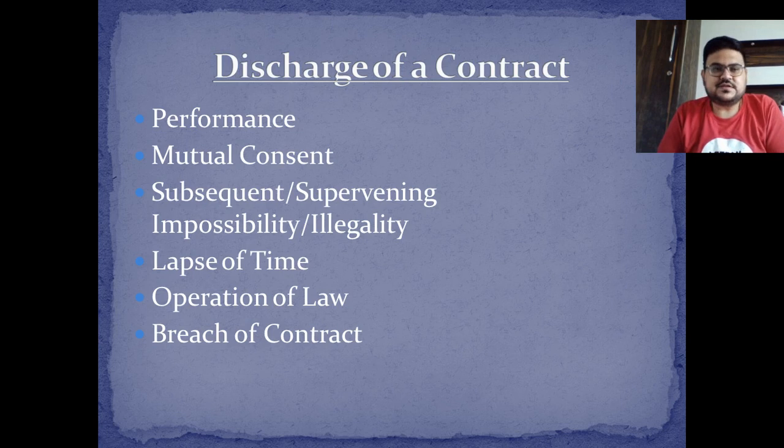Now, there is a possibility that a certain contract which was possible earlier is not possible later. Very simple. I have promised to give you my laptop, and you have promised that you will give me the money. My laptop got damaged. It has fallen down, broken into pieces. Earlier it was possible for me to sell this. Now it is not possible for me to sell this. The only reason is that it does not exist. So it is called subsequent impossibility or subsequent illegality. It was possible before, but now it's not possible.